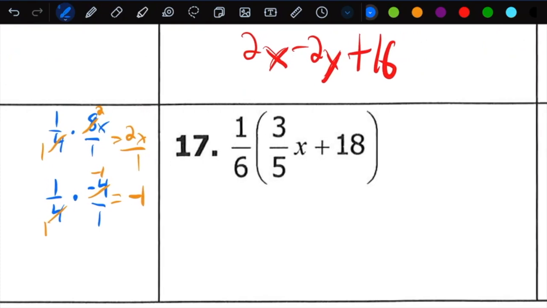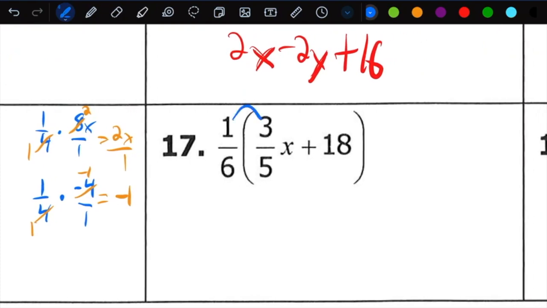Number 17, more fractions. 1/6 times 3/5 x. So I'm going to do that off to the side. Whether you put that x off to the side or on top of this fraction, they are the same thing. If it's off to the side, keep in mind that's really x over 1, and so you'd have 3x over 5 times 1, which is just 3x over 5.